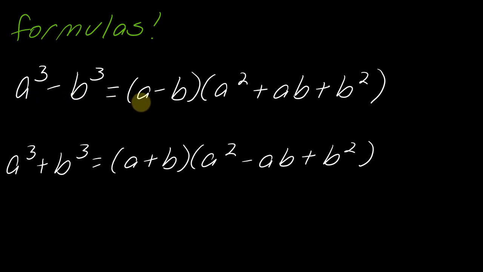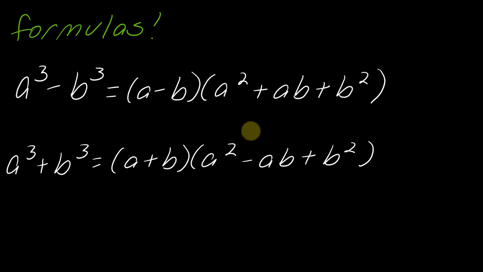So I have a cubed minus b cubed is a minus b times a squared plus ab plus b squared. And then a cubed plus b cubed is a similar formula, but it's a plus b times a squared minus ab plus b squared.